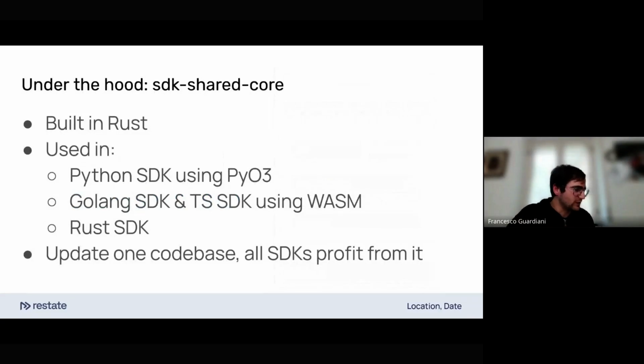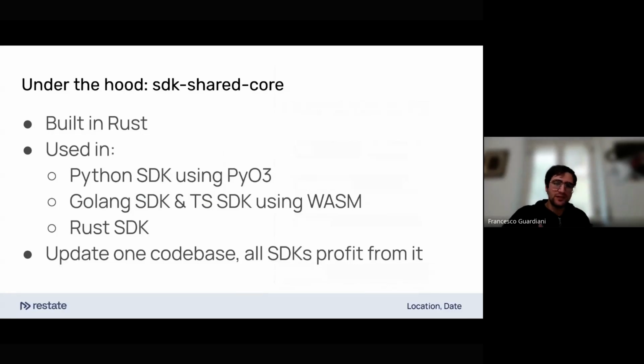And those of you that already looked at this know it's built in Rust. And we use it in the Python SDK using PyO3, which is a binding generator between Rust and CPython. In the Golang and TypeScript SDKs, we're using WebAssembly. So we compile the shared core to WebAssembly, and then we ship it with the SDK. And then in the Rust SDK, we of course use it natively.